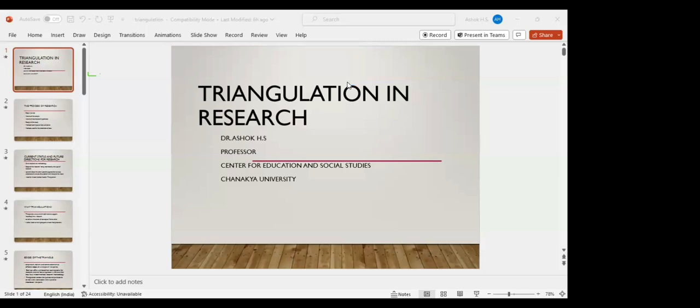Nowadays in research, qualitative data analysis is used on a large scale compared to quantitative research. So what is your observation on that, sir? And what do you think is the reason for the same?